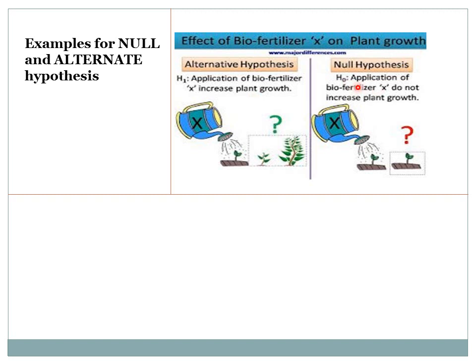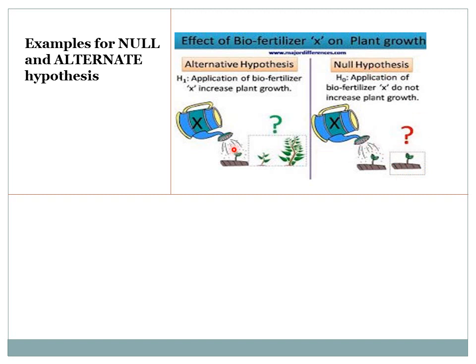So my null hypothesis here, I am assuming that the biofertilizer X does not increase the growth of the plant. But if this is not true, what is my alternative hypothesis? My alternative hypothesis is that the application of the biofertilizer X increases the growth of the plant. When will we come to know which hypothesis is accepted here? When the experiment is conducted. So see here in this diagram, we can see this. There are chances that when you water it with the biofertilizer X, it may grow or it may not grow. If it grows here, then we tell that my alternative hypothesis is accepted. If it doesn't grow here, then we can tell that my null hypothesis is accepted.